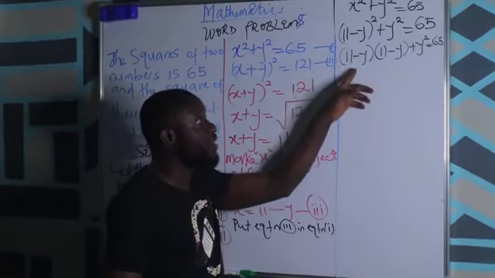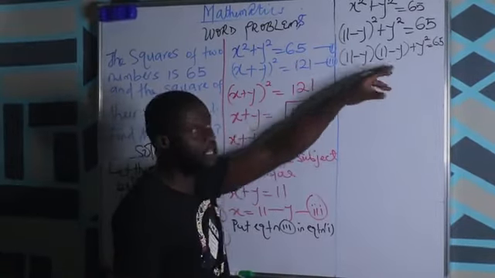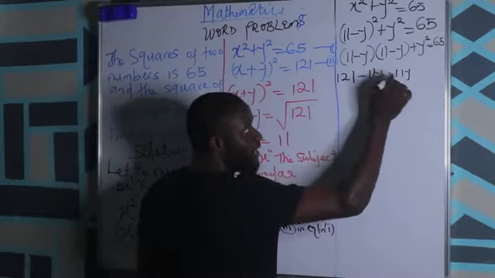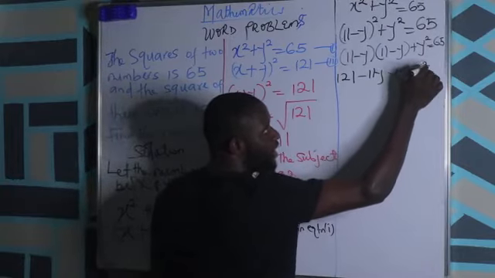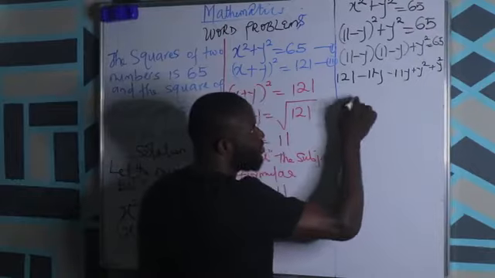So we have (11 - y)(11 - y) + y squared = 65. So 11 times 11, I have 121. 11 times minus y, I have minus 11y. Minus y times 11, I have minus 11y. Minus y times minus y, I have plus y squared. Plus y squared is equal to 65.